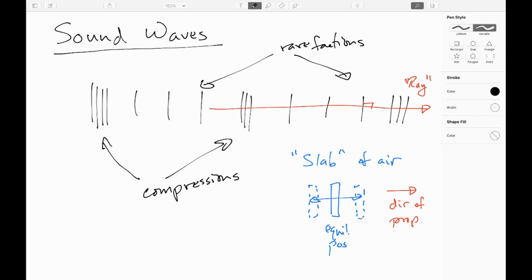So anyway, the distance between successive compressions or successive rarefactions will be the wavelength. And remember, the symbol for wavelength is a lowercase Greek letter, lambda. Okay. Now, how things differ with sound waves is that they can actually propagate in 3D in a meaningful way.